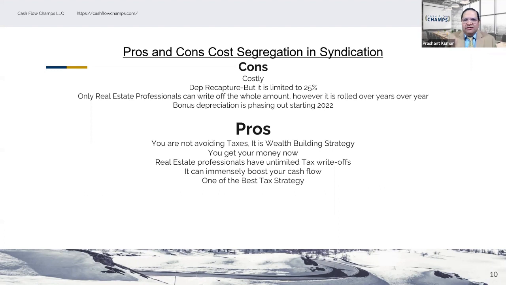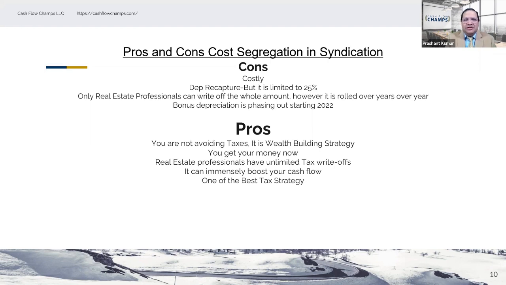So it gives a lot of boost to your cash flow. For year 1, you invested 100,000, you wrote off 80,000. You paid taxes only on 20,000 of your W-2. You have boosted your cash flow, basically. So it's one of the best tax strategies, basically. In short, bonus depreciation and cost segregation is the best tax strategy.